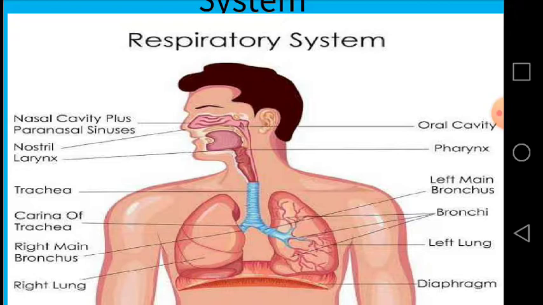The wall of the trachea and the bronchioles contains rings of cartilage, and these cartilaginous rings support the walls of the airways and keep them open during inhalation.